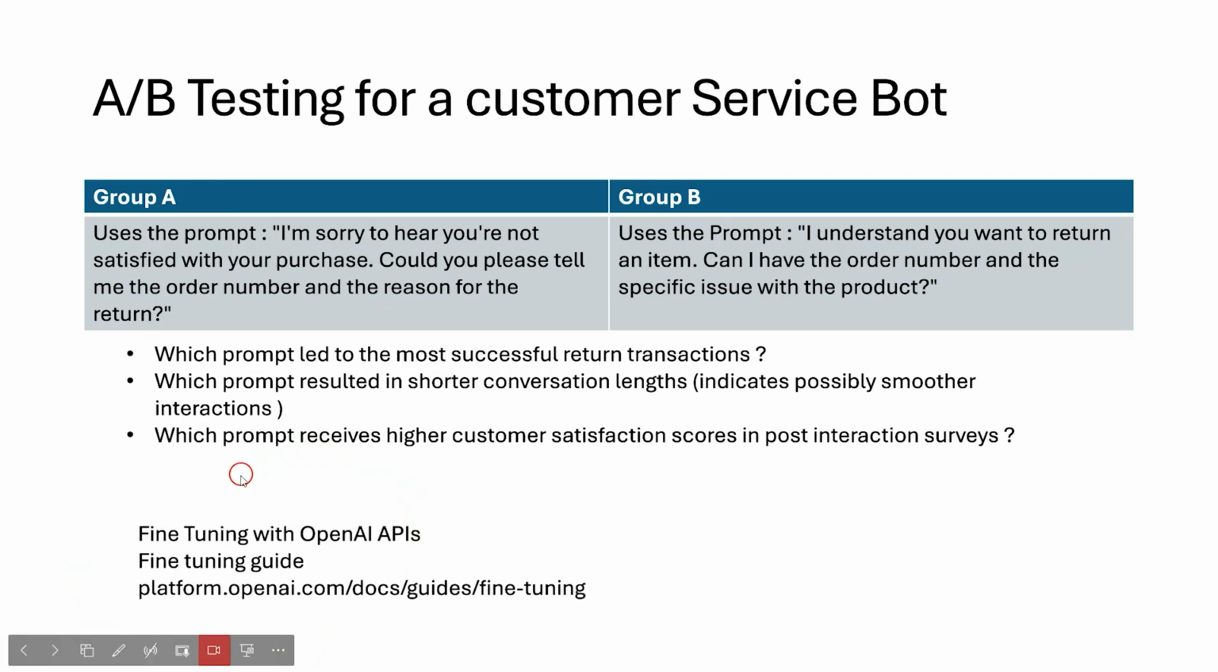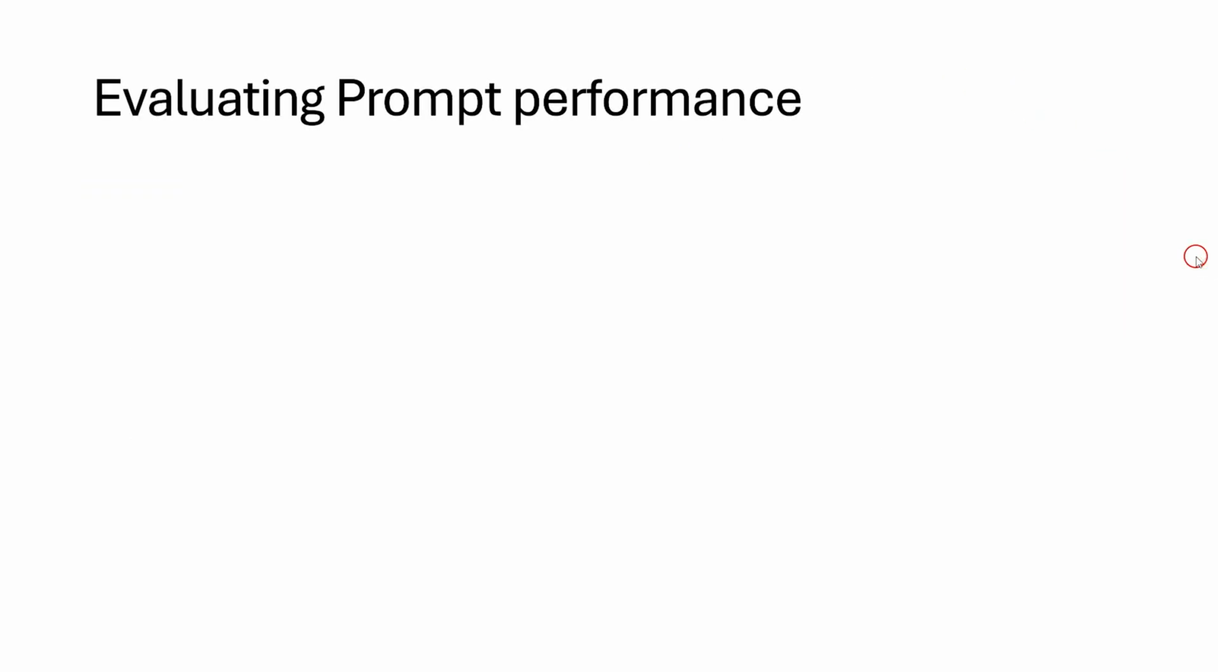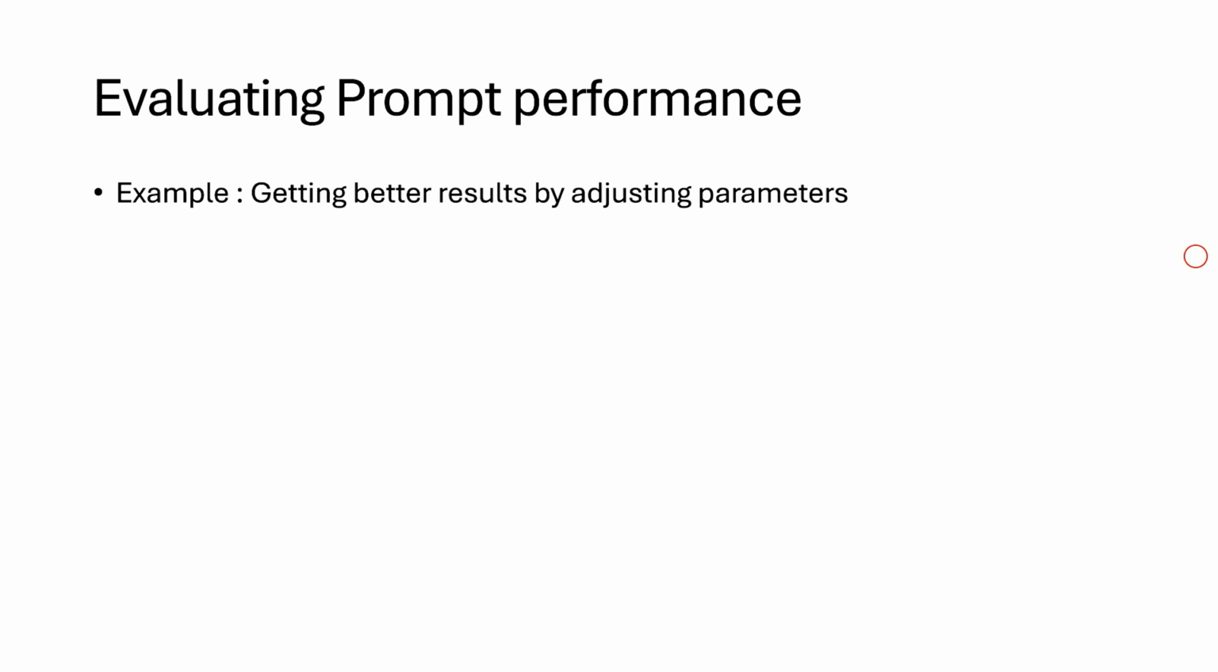These are also about some OpenAI fine-tuning guidelines, but I hope you don't need them as of now, so I'm not talking about them. So you use this A/B testing and use those prompts on your customers and see how satisfied they are with those prompts. And finally, you can evaluate your performance, for example, getting better results by adjusting the parameters. In evaluating prompt performance, we can do a few other things, like adjusting the parameters.